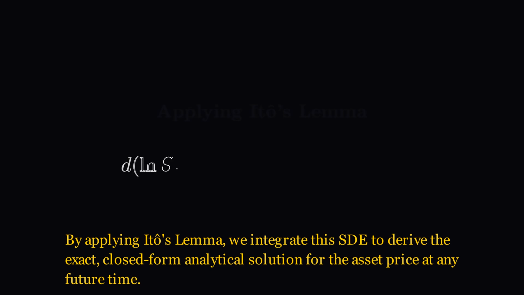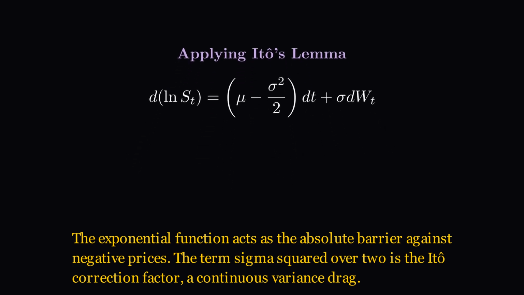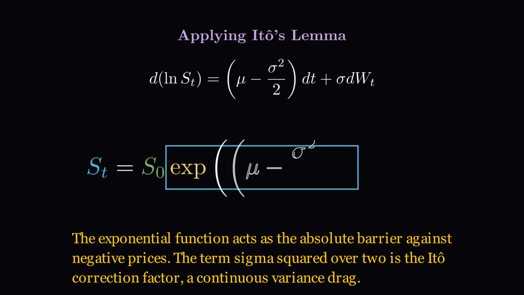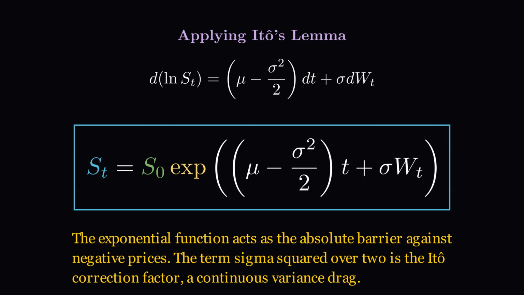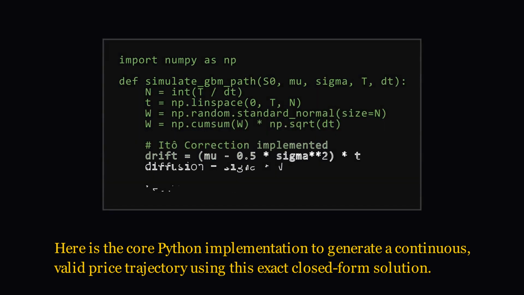By applying Ito's lemma, we integrate this SDE to derive the exact, closed-form analytical solution for the asset price at any future time. The exponential function acts as the absolute barrier against negative prices. The term sigma squared over 2 is the Ito correction factor, a continuous variance drag. Here is the core Python implementation to generate a continuous, valid price trajectory using this exact closed-form solution.